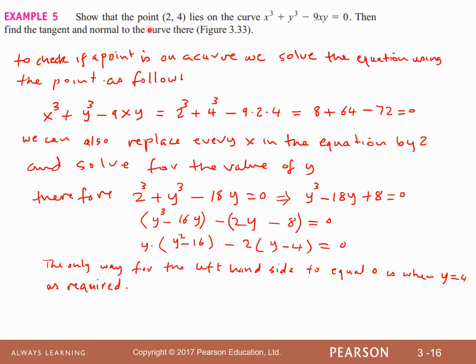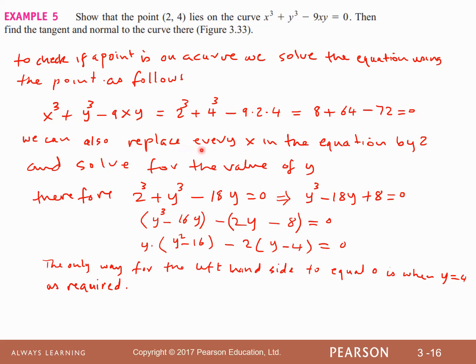So to check if a point is on a curve, we solve the equation using the points as follows. So we have x cubed plus y cubed minus 9xy equals 0. We plug in the value of x, which is 2. So it will be 2 cubed plus the value of y, which is 4, 4 cubed instead of y cubed. Then minus 9 multiplied by xy. This is the value of x, this is the value of y. Equals 8 plus 64 minus 72. And that's equal to 0. So that proves it. You want to prove it in a different way?